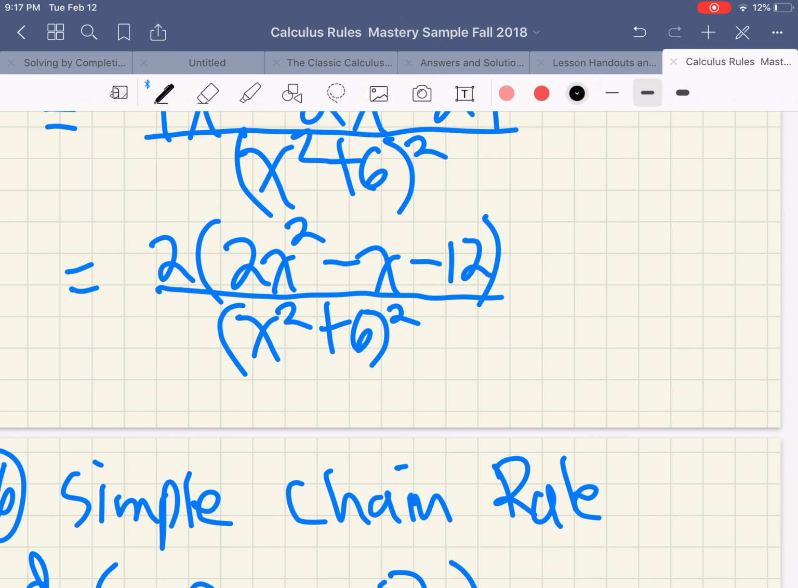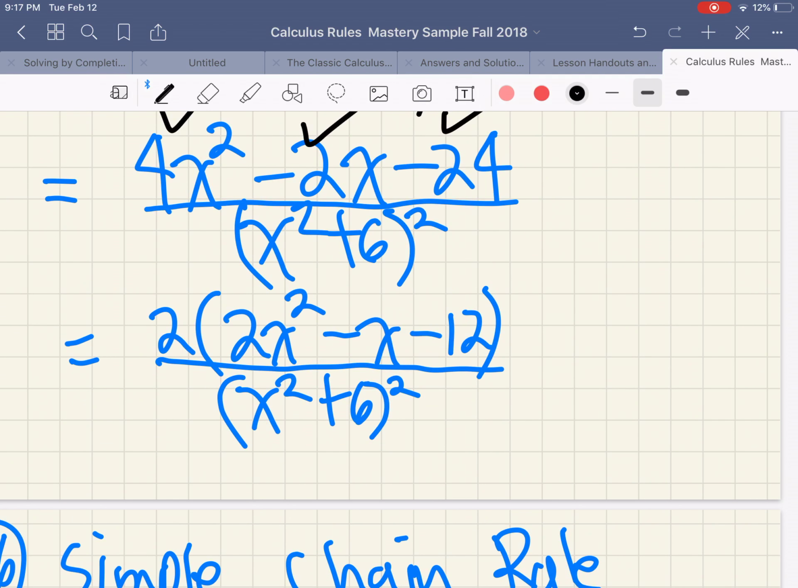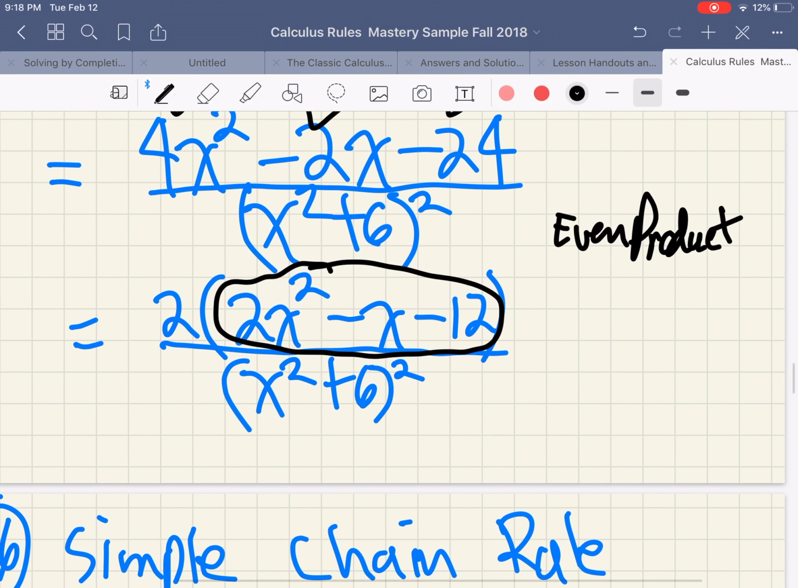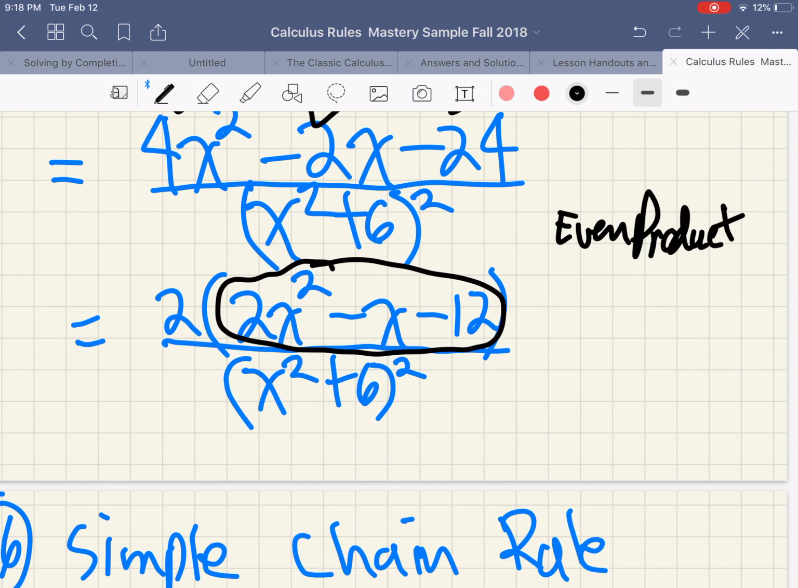Now, one of the things that I did here, do you have to do it? No, but I think it's a good idea. If you've got a common factor, take the common factor out of the top, and then you can do a quick check to see, is that factorable? And I'm pretty sure 2 times -12 is -24. So are there two numbers that multiply to -24 and add to -1? I don't think that's possible, because a product is even. You're never going to get an even product with an odd sum.